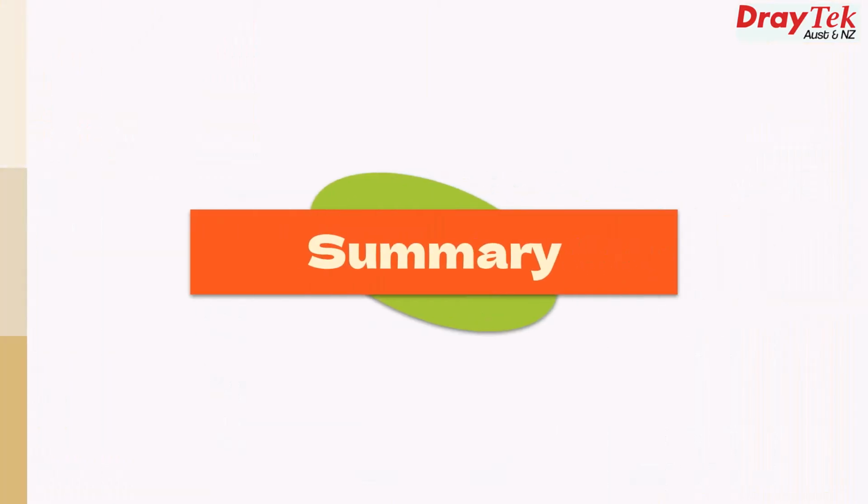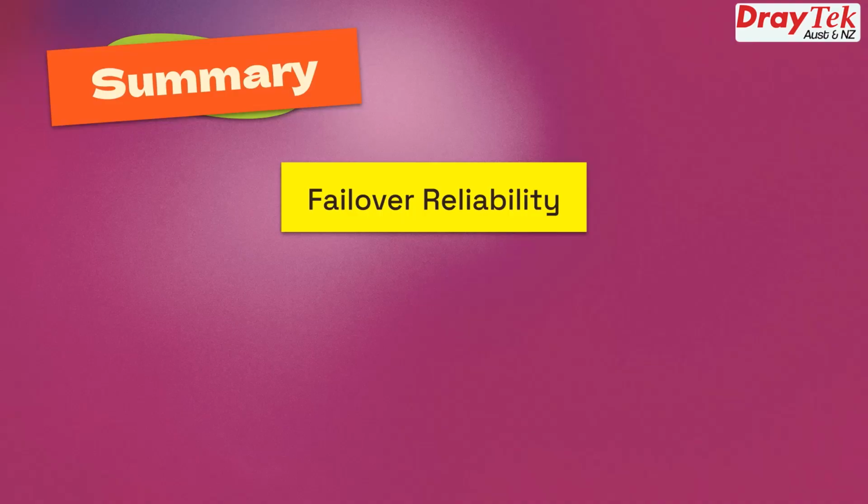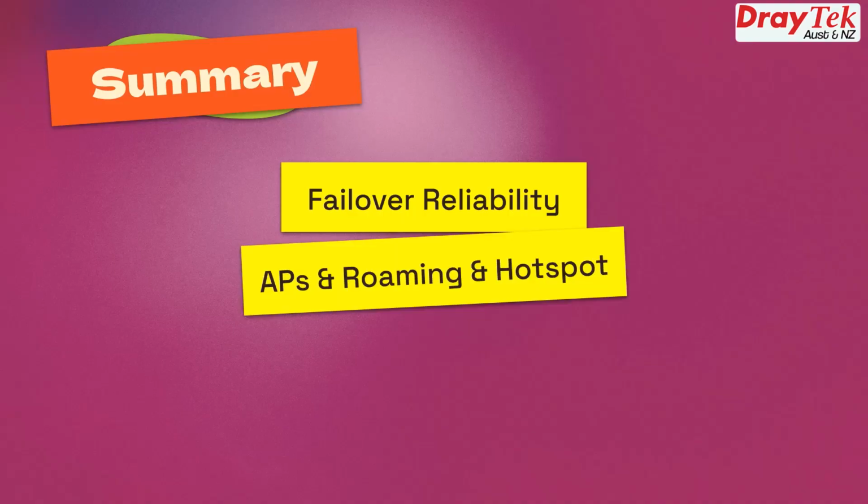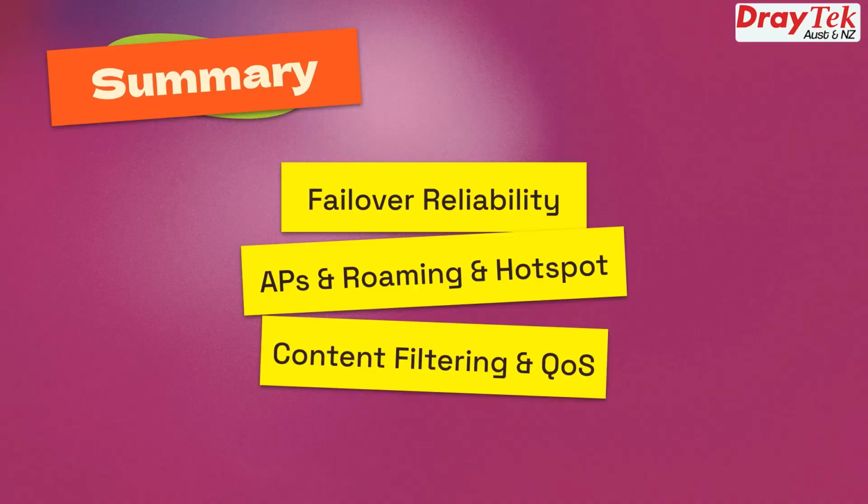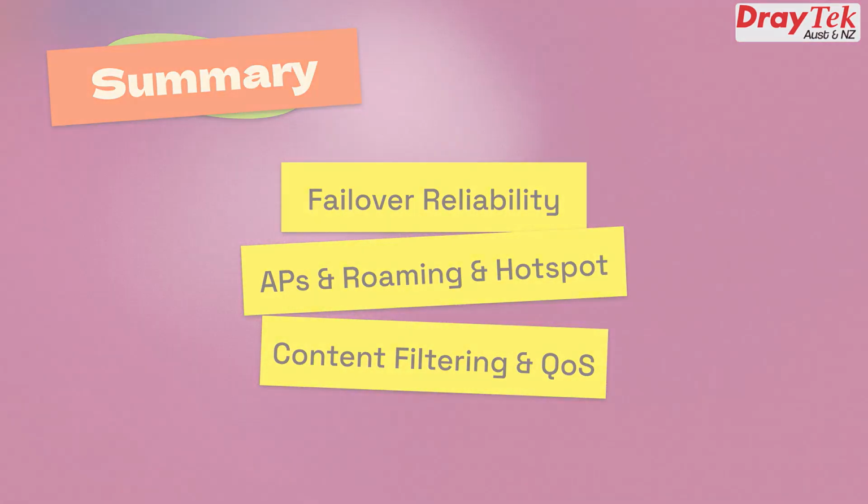To summarize, we've implemented several key optimizations based on Emma's real-world feedback. We improved WAN failover checks, added APs for better coverage and roaming, enabled the guest hotspot, applied content filtering, and implemented QoS for traffic prioritization.